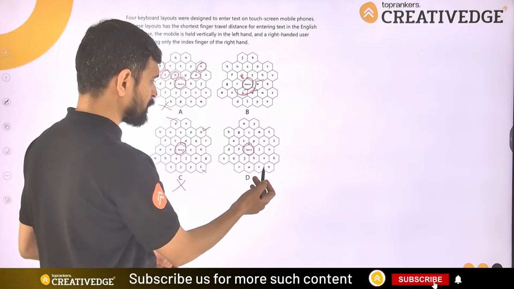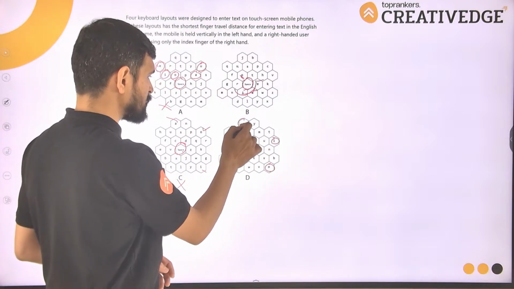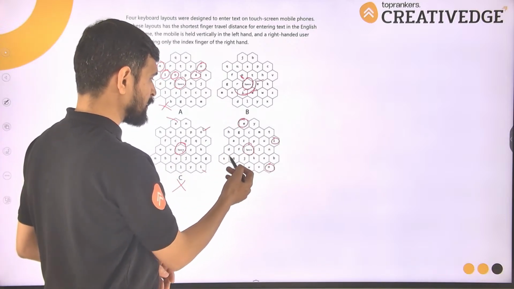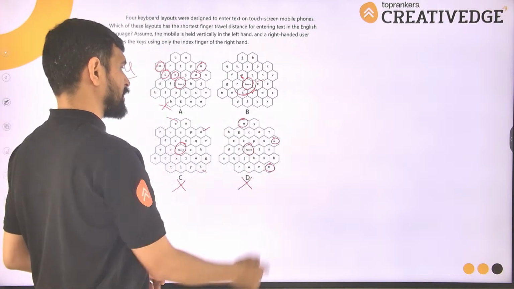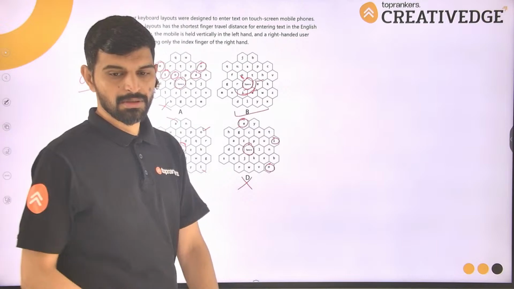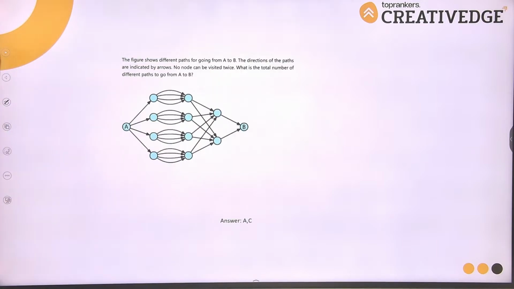Now let's compare with option D. It again has O, I, E at quite a distance. Hence, I can eliminate D as well. And my answer becomes option B. Fine. Let's move ahead.